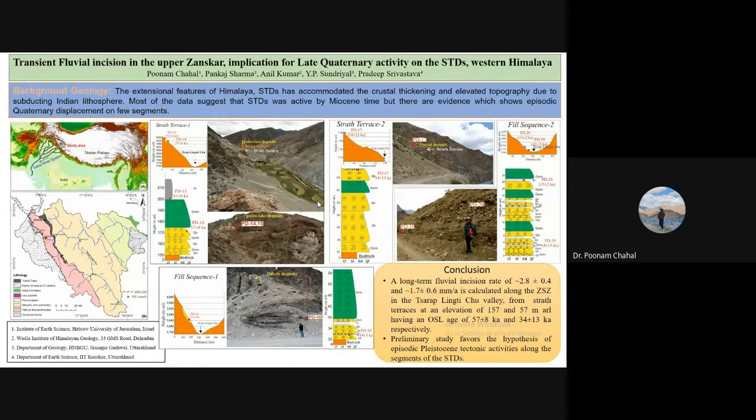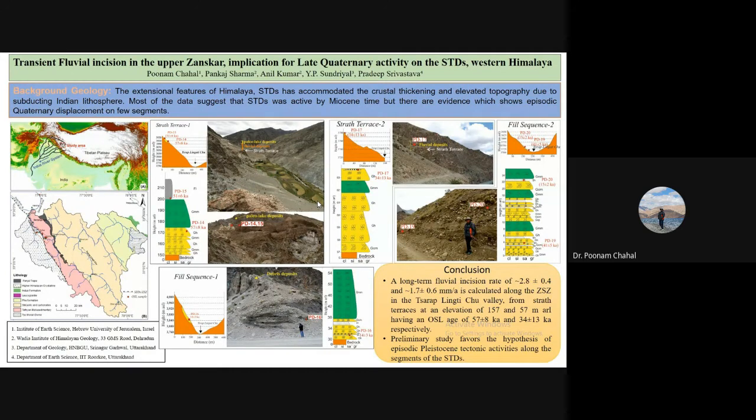The fill sequences of the valley are in agreement with the aggradational phase of the trunk channel, the Zanskar River Valley, at the time period of 40 and 15 ka, which corresponds with the wet and warm period of deglaciation and strengthened Indian summer monsoon. As far as the strath terraces are concerned, the first strath terrace at Anmu village, which is the highest strath terrace in the valley, is present nearly 153 meters above the modern river channel. It also has fluvial and lacustrine sediment cover preserved on top of the strath bench.